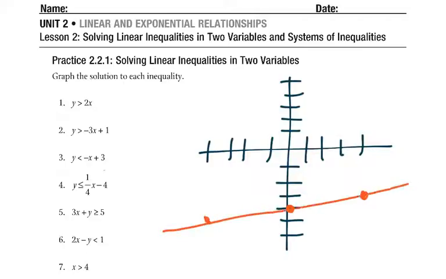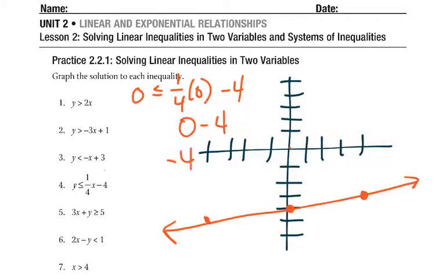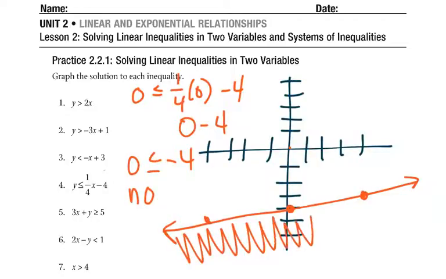Okay, now I pick my test point 0, 0, 0 in for y, and this is why I like choosing 0, 0, because I put a 0 in for x, my slope's an ugly fraction. But what do? I times it by 0. 1/4 times 0 is 0. 0 minus 4 is negative 4. Is 0 less than or equal to negative 4? No. So I shade the opposite side. Okay?